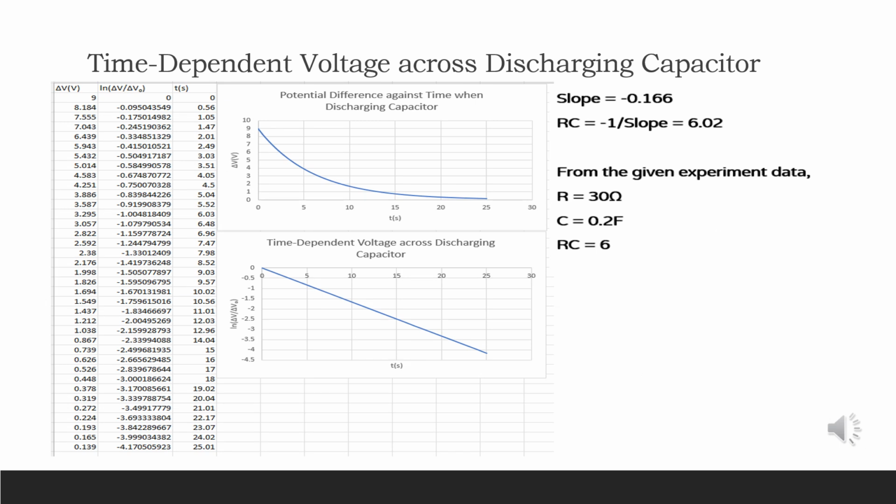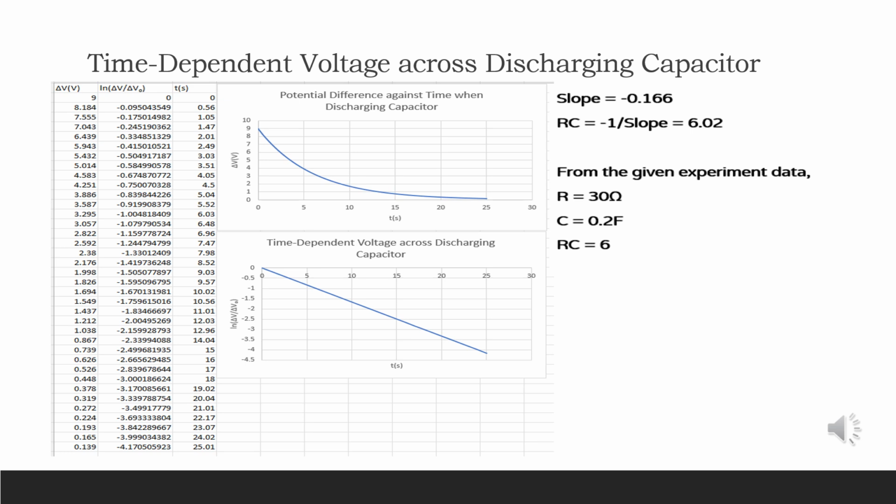Now for the third part of the lab, the time dependence of potential difference across a discharging capacitor. My experimental data is shown here in the form of a table, and to the right we have the graph of the potential difference versus time, which resembles an exponential decay graph. If we linearize this data by graphing the natural log of potential difference over delta V naught, we get the graph below it. This is as expected in a linear graph for which you have the specific formula as shown at the beginning of the presentation.